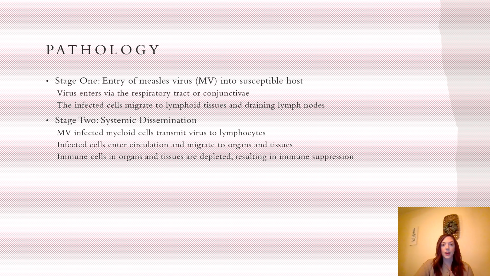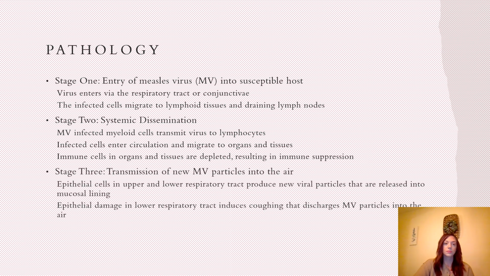Stage 2 of the measles virus is systemic dissemination. The measles virus infected myeloid cells transmit virus to lymphocytes. The infected cells enter the circulation and migrate to organs and tissues. Immune cells in the organs and tissues are then depleted, which results in immune suppression.